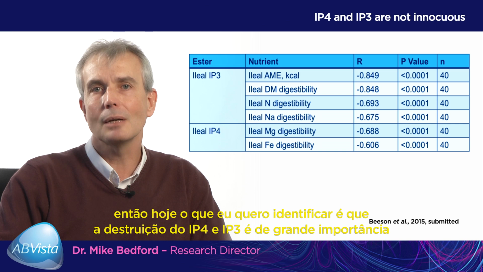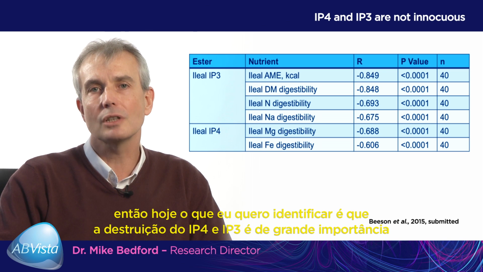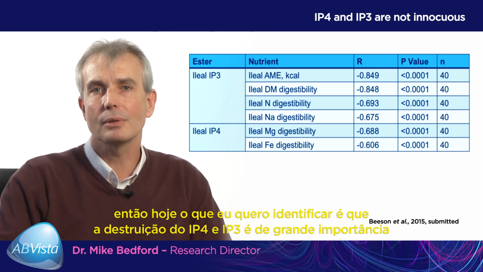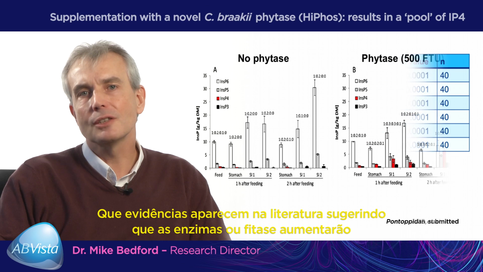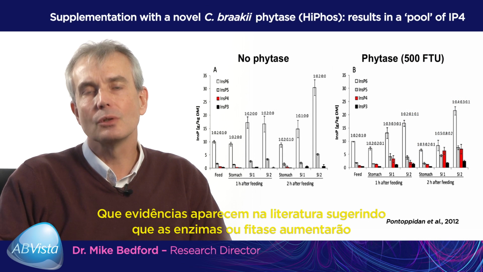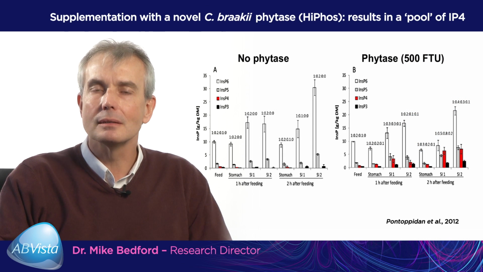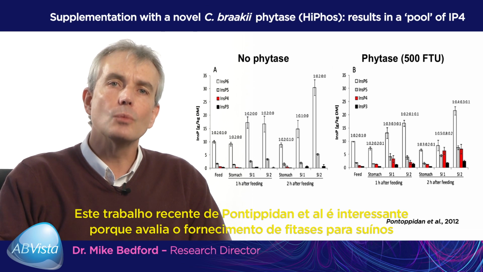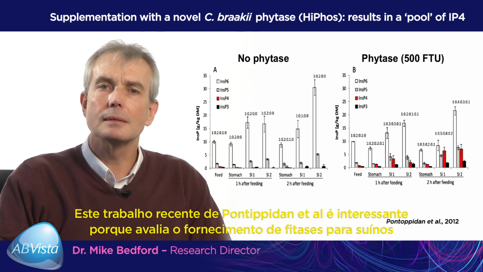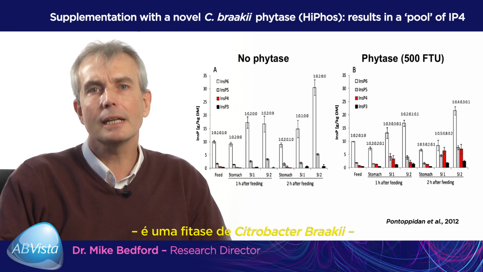And today, what I want to identify is that destruction of IP4 and IP3 is of great importance if you want to superdose correctly. What evidence is out there in the literature that suggests that enzymes or phytases will increase IP3 and IP4 levels in the gut of the animal? This recent work by Pontoppidan et al. is an interesting piece of work looking at the use of phytases in pigs. It's a phytase from Citrobacter brakii.